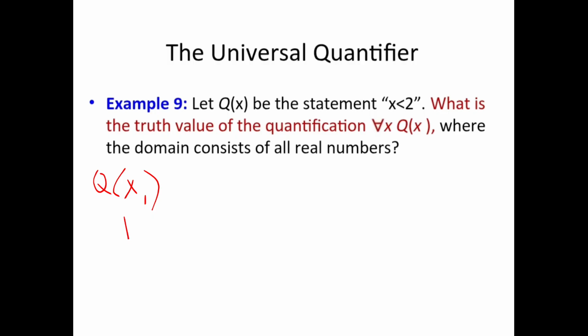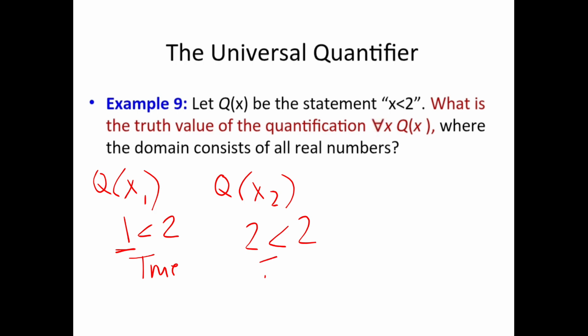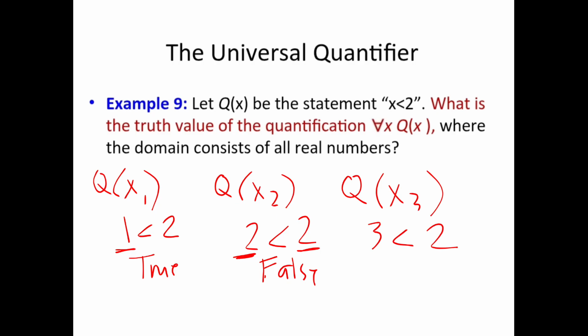So 1 is less than 2. So true because gamay ang value sa 1 compared sa 2. So Q, our x now is 2. So 2 is less than 2. So makita na nato na it is false because they are of the same value. So dapat 2 is equal to 2. So we will try another, Q of 3. So we have 3 is less than 2. So mas gamay ba ang 3 compared sa 2? Di ba dili? So this is false.